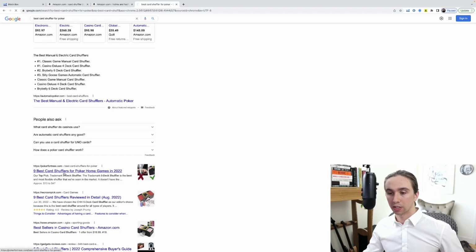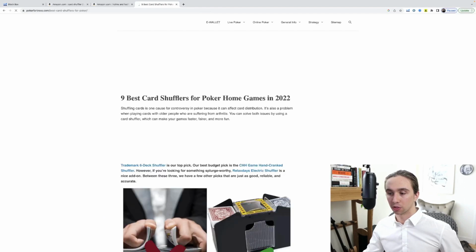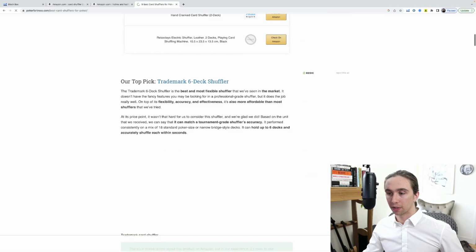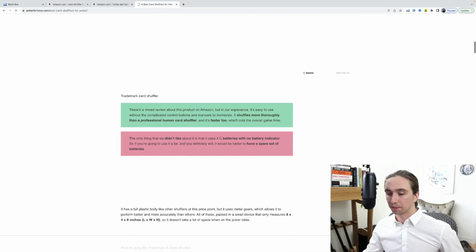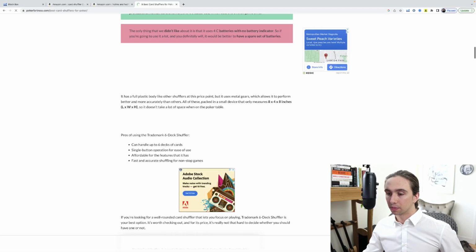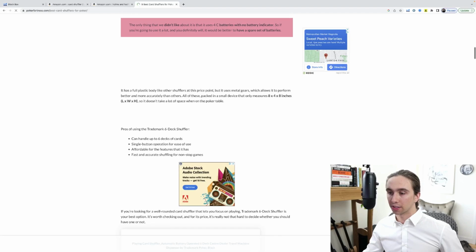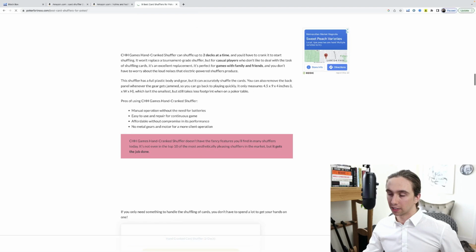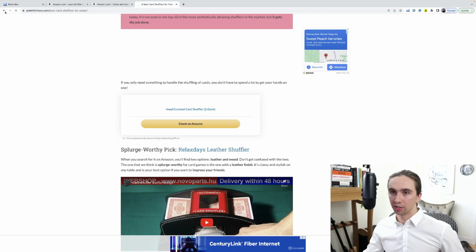Poker Fortress has 9 best card shufflers for poker. Okay, so we're looking through here. They're obviously just affiliate linking certain products in here, so it might not be the most effective way to find the best one. Yeah, this is a bad website. You can kind of just tell pretty quickly.